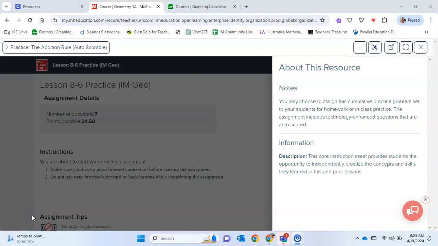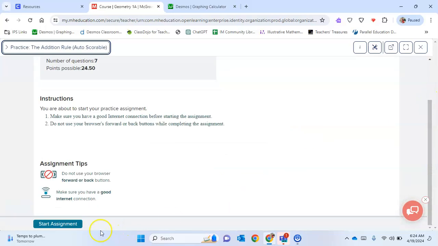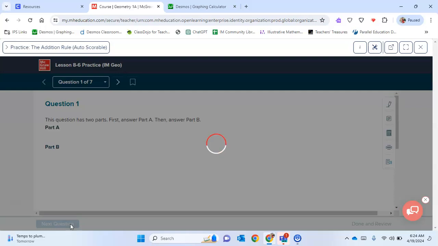Lesson 8-6 Practice. The addition rule. Question 1. This question has two parts. First answer part A, then answer part B. Part A.